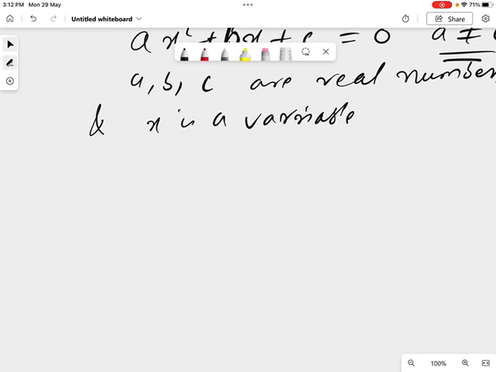And then next is the discriminant. What is the discriminant? The discriminant is denoted as capital D, and it is equal to b square minus 4ac.